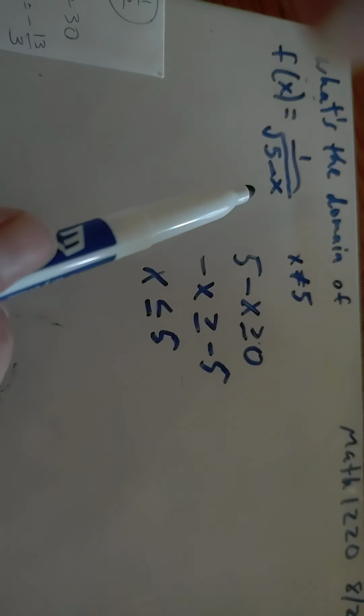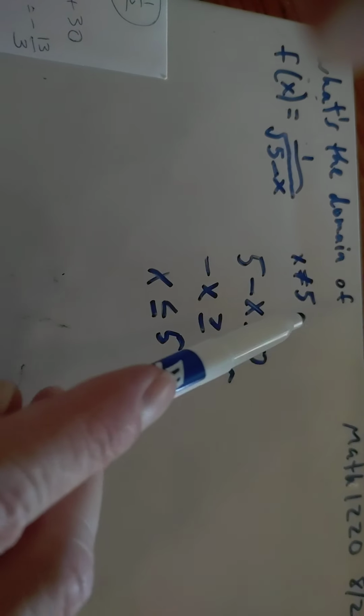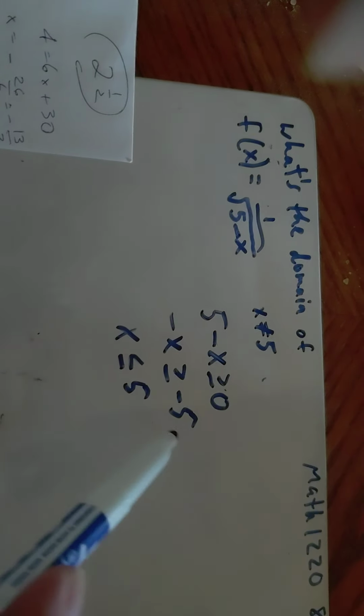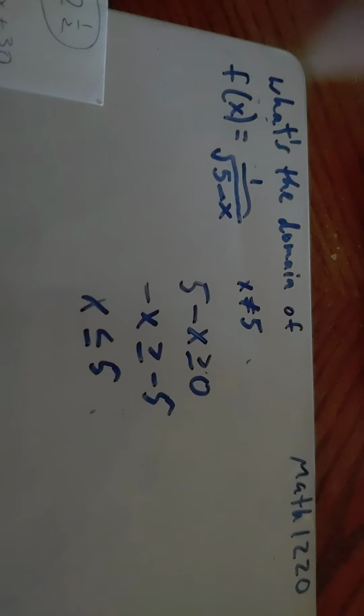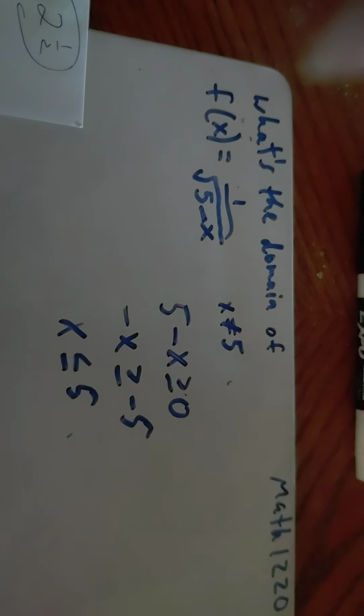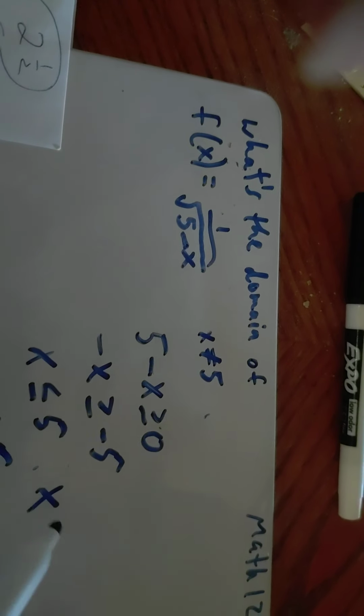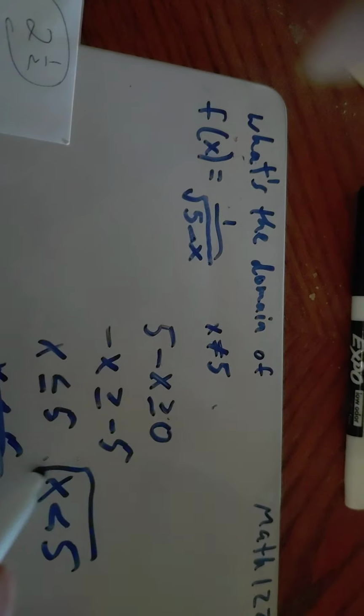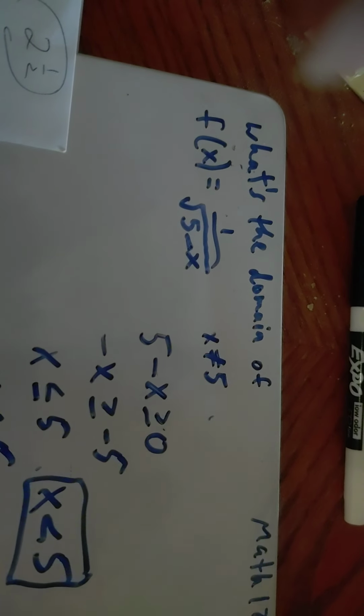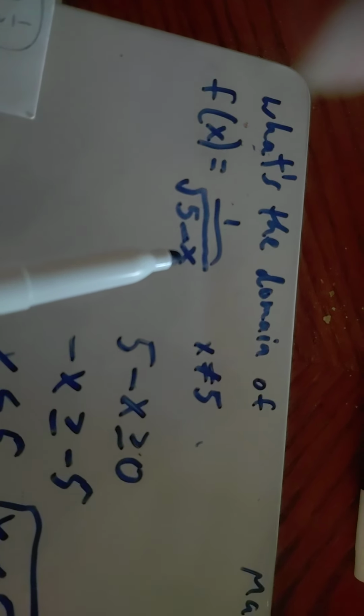That's the domain for the denominator idea. Now you kind of have to look at these two things together, this and this. And what's the final answer going to be? It's going to be x is less than or equal to 5. I'm sorry, it's going to be x is less than 5. That's the domain for that function. Notice we can't let x equal 5 because of this right here, what we did first. We can't let x be 5, otherwise you have 0 in the denominator. So that's the domain right there for that function.